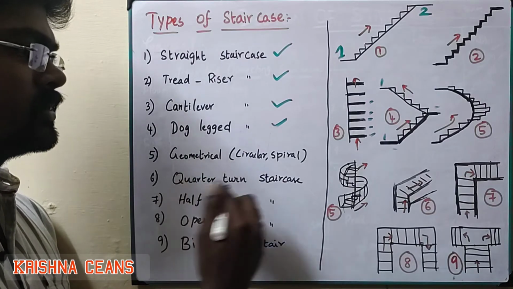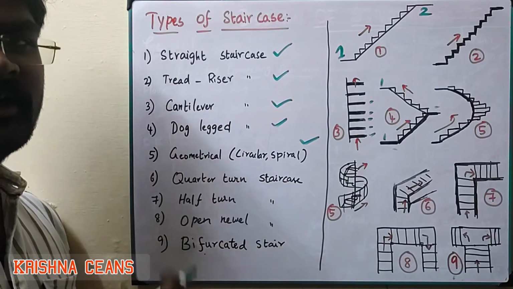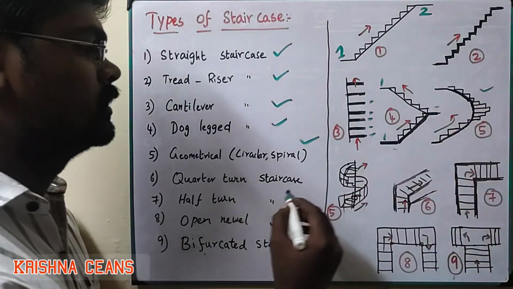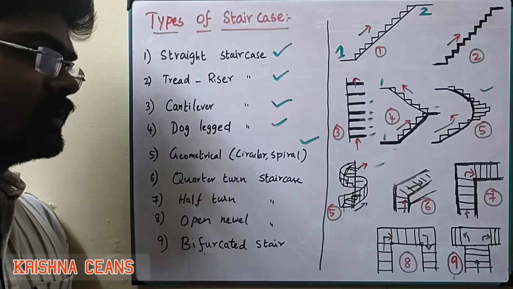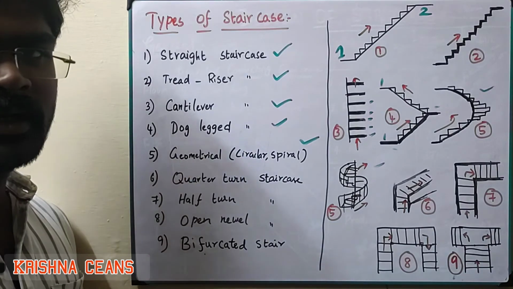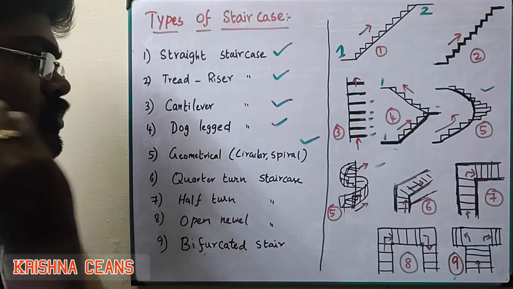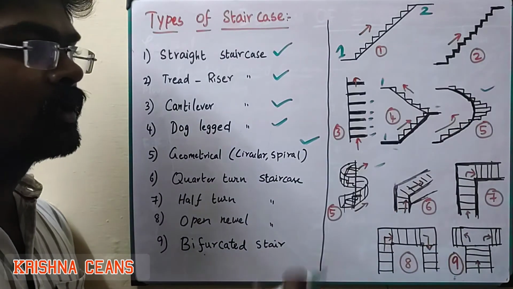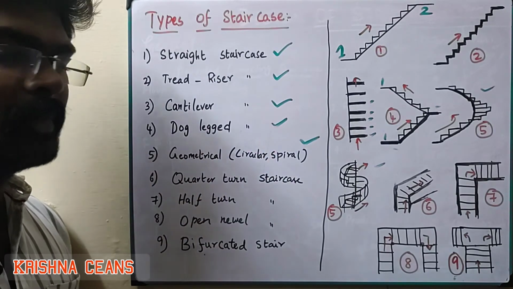Next is geometrical. Due to space constraints, we use this kind of staircase. Some examples are circular staircases, this one, and spiral staircases, this one. Where minimum space is enough to construct the staircase, that time we go for a geometrical staircase. It occupies only a minimum portion of the building. That's why we prefer it, and this kind of staircase is easily made and easily available in the market. Precast is also available.